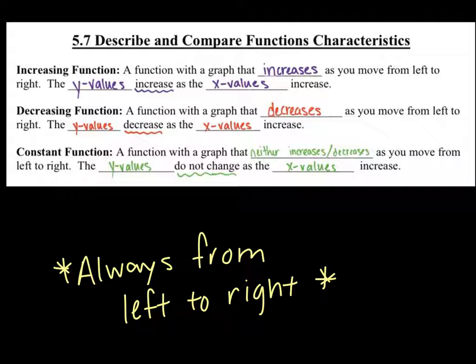So you guys have talked a lot about functions here and there, whether it was in Algebra 1, Geometry, this class. But we've got 3 different ways that we could characterize or describe functions. And in this case, we're going to describe them as either increasing, decreasing, or constant functions. So we base those off of what the y values are doing at the same time as what the x values are doing. So an increasing function is a function with a graph that increases as you move from left to right. So that's important to remember, guys, that it's always left to right.